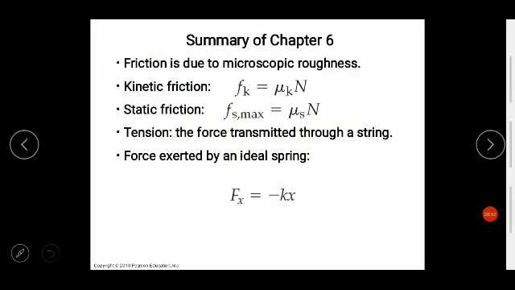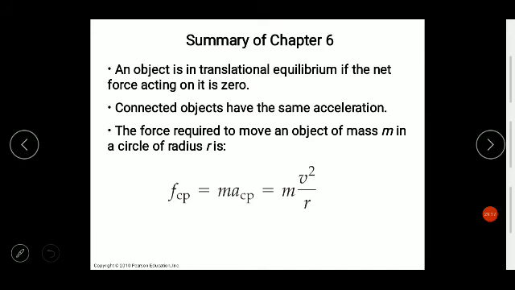So in summary, we have here friction. Basically, there are two types: kinetic friction and static friction. Then for the forces in the string, we have the tensional force. And for the spring, we have the restoring force, or the spring force. For objects in translational equilibrium, the summation of forces acting on the system should be equal to 0. Please take note that it is not necessary that the system should be at rest, because there are systems that are moving but the net force is equal to 0. That should be a constant velocity system.